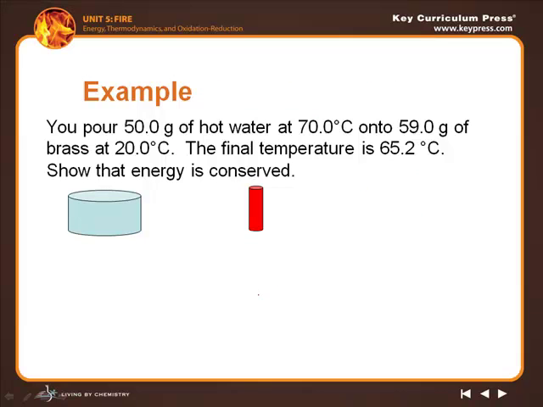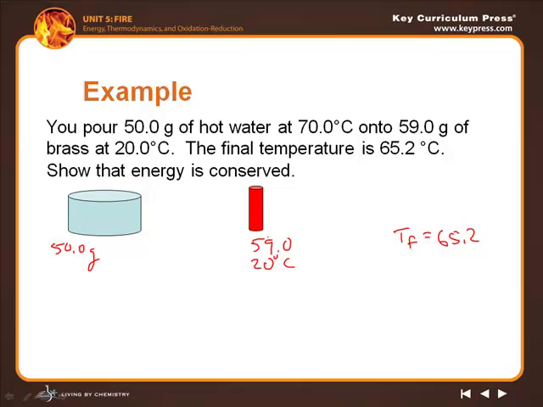So let's say we had some hot water at 70 degrees, 50 grams of hot water, and we pour it onto 59 grams of brass. And this brass is at 20 degrees Celsius. It says the final temperature is equal to 65.2 degrees Celsius. It asks us to show that energy is conserved.